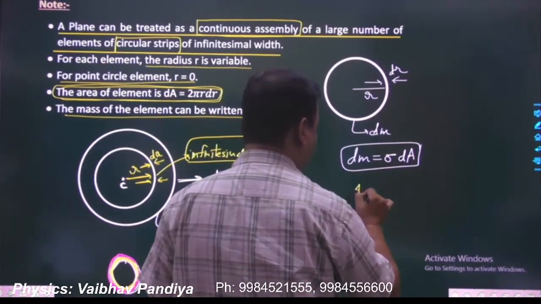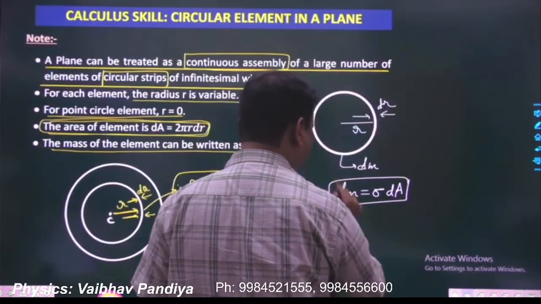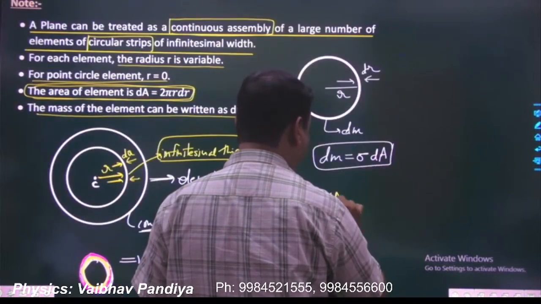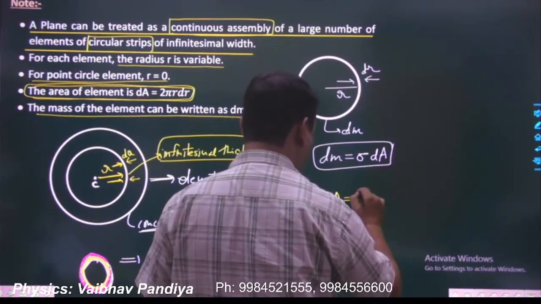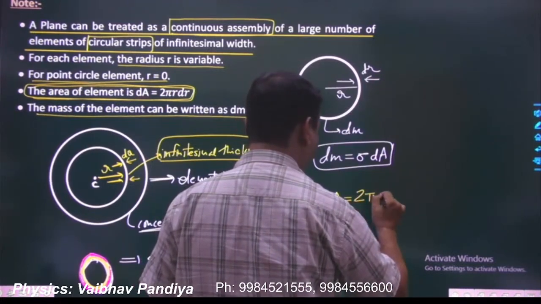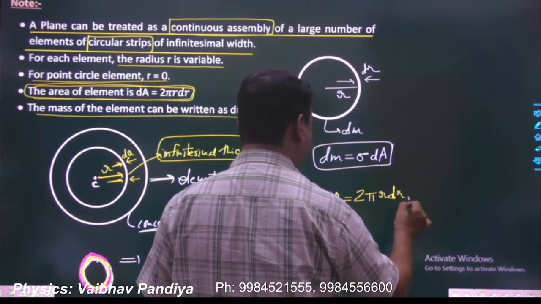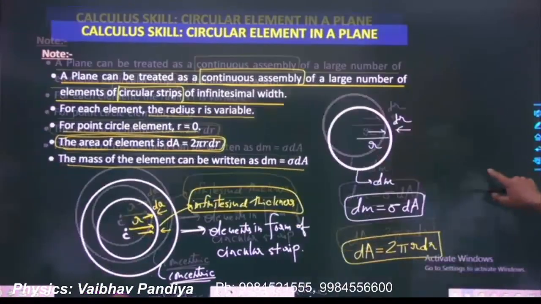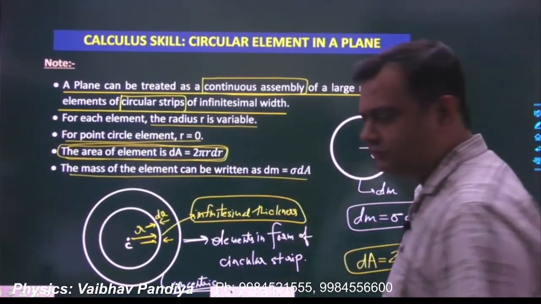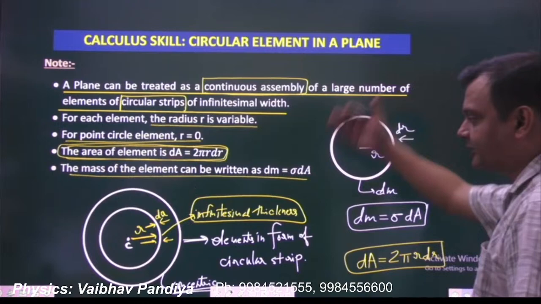And dA will be what? Remember, don't derive every time while applying. Now you have to remember this as a fingertip point. For a circular strip in a plane, dA is 2 pi r dr. This is for a circular element in a plane. Okay, so these are the basic fundamentals, and now we will see the application. It will get more clear in the problems to come, in the illustrations to come. You will get more clarity of these things.